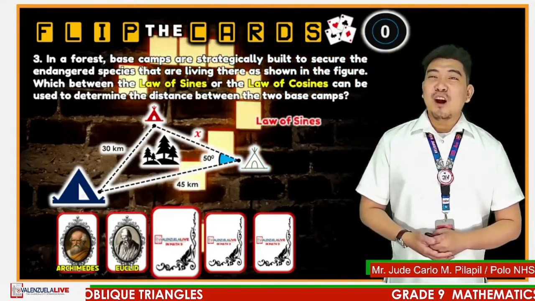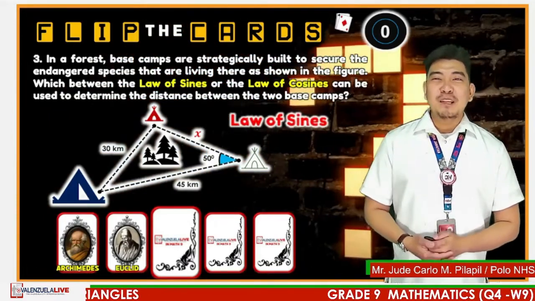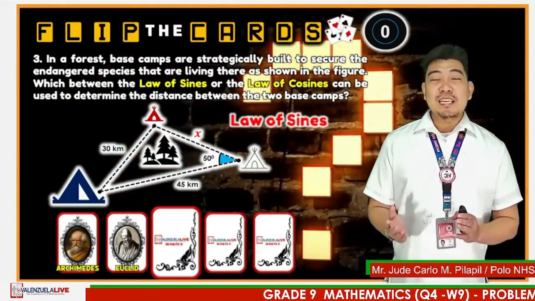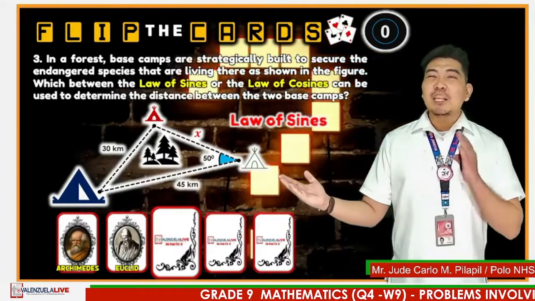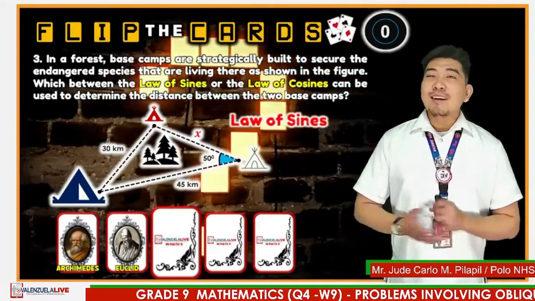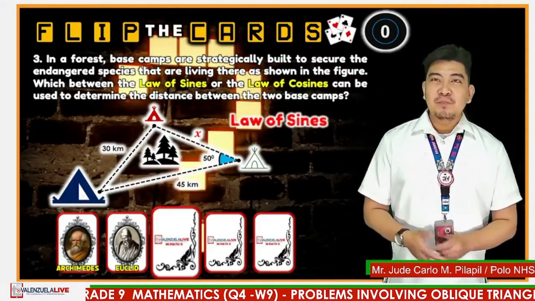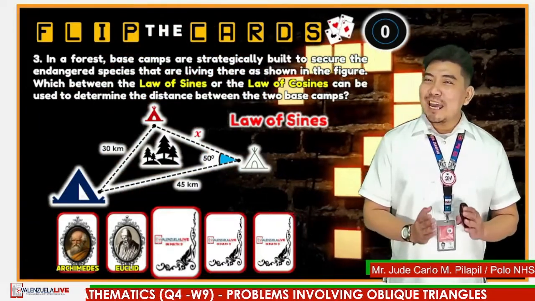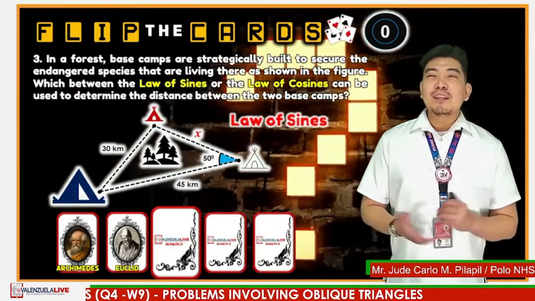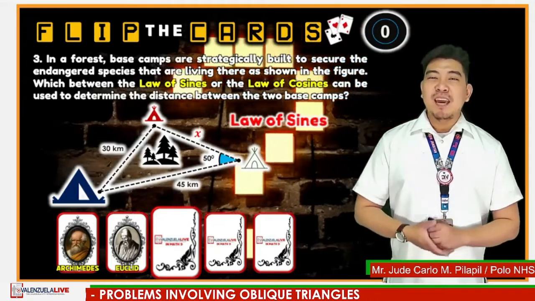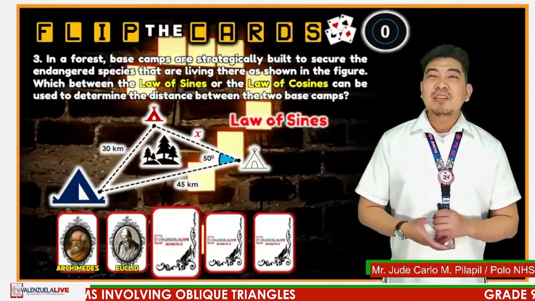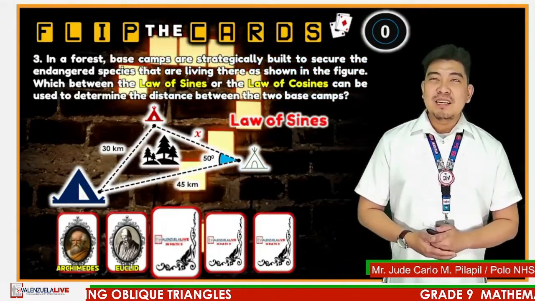If you answered law of sines, that's incredible. If you can see, two sides and a non-included angle are given in the oblique triangle, following SSA pattern. Using the law of sines, ambiguous case to be specific, the missing side can be solved.